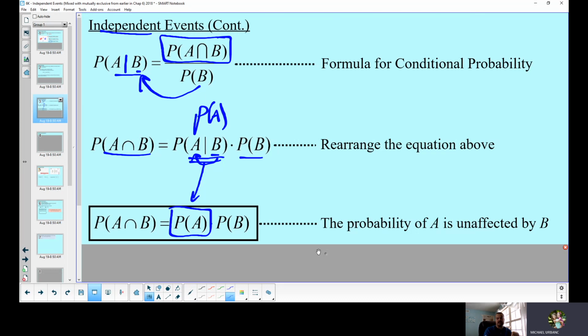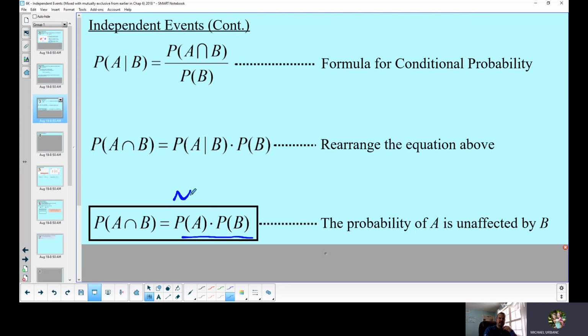Then we end up with a very simple equation that you've actually learned. I would bet you used this back in middle school. So the probability of A intersecting B is equal to the probability of A times the probability of B. And they actually call this the multiplication property.